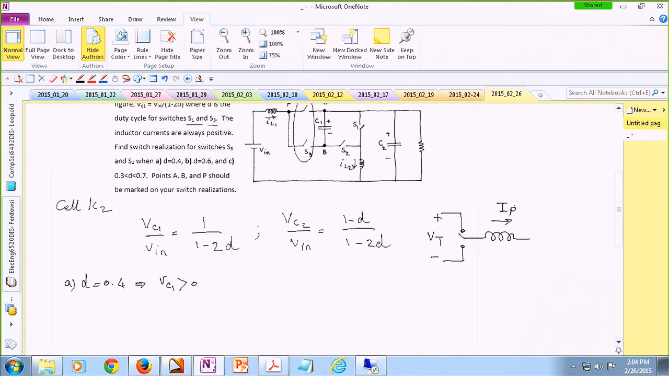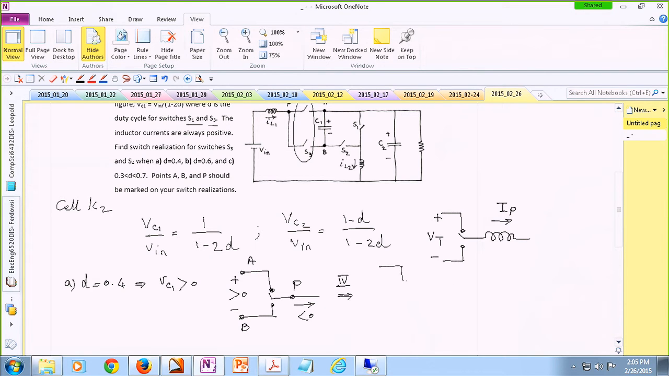So for this case, if I draw it in accordance with what I am familiar with, in other words, this is point A now, this is point B, and this is P. And I've already mentioned that the inductor currents are already positive, so you don't really have to worry about that. So this current in this direction is going to be negative, and this voltage is going to be positive. So we are looking at basically a fourth quadrant switch realization. So this is a fourth quadrant switch.